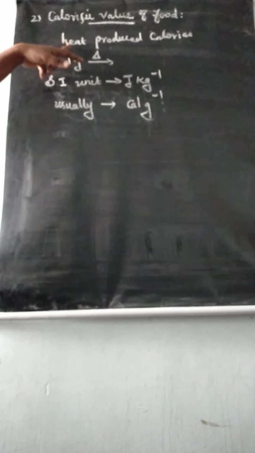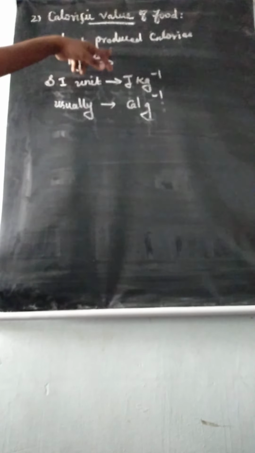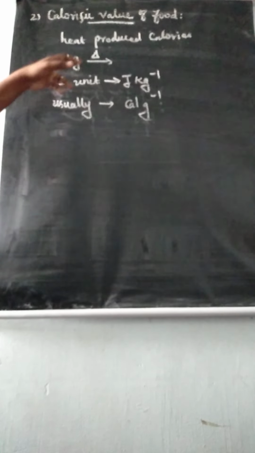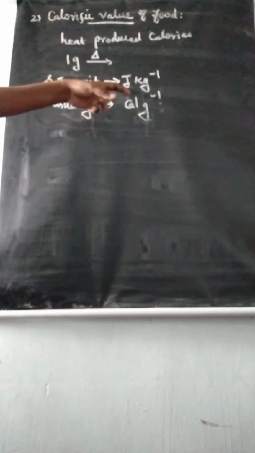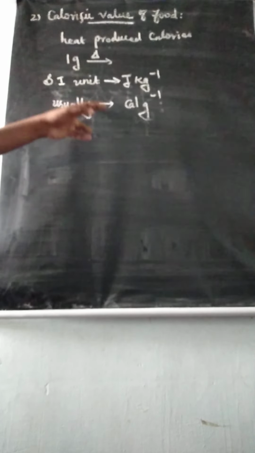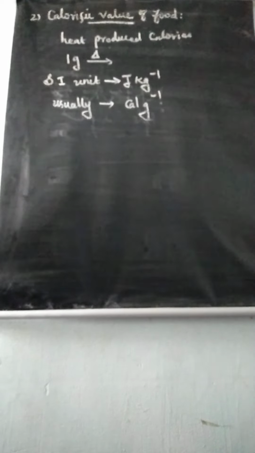Calorific value of food. So calorific value means the amount of heat produced in calories when 1 gram of the substance is completely burnt. SI unit, you know, joule per kilogram, and the usual expression is calories per gram. Understand? And totally 2 applications we learned.